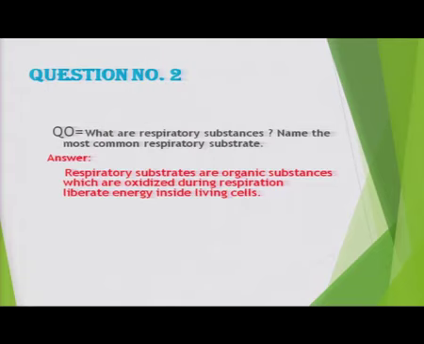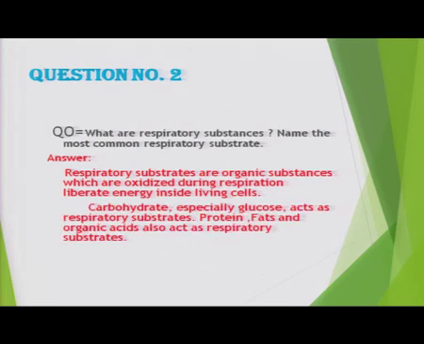The second question is: the most common respiratory substrates are carbohydrates, especially glucose, which is the product of photosynthesis, which I have already discussed in my last lecture, acts as a respiratory substrate. Besides this, protein, fat, organic acids also act as respiratory substrates.